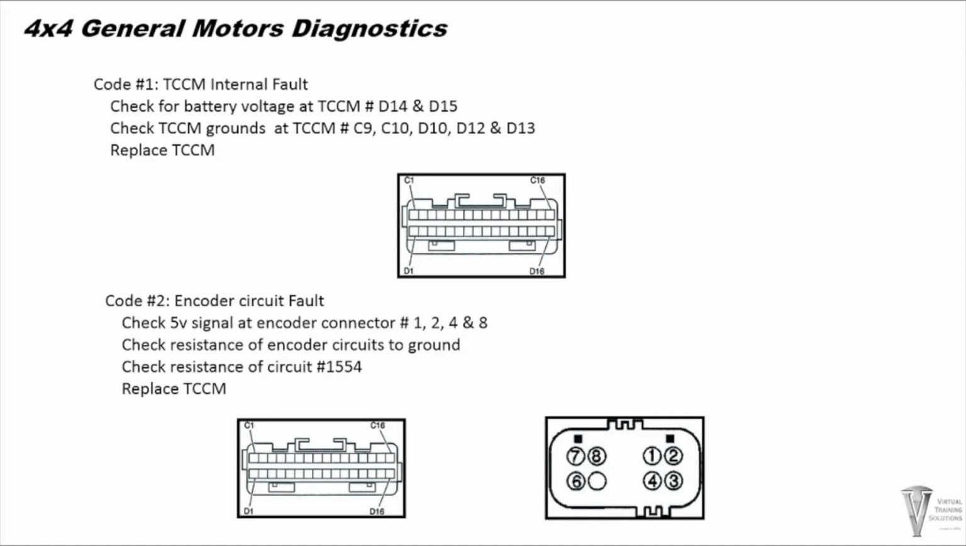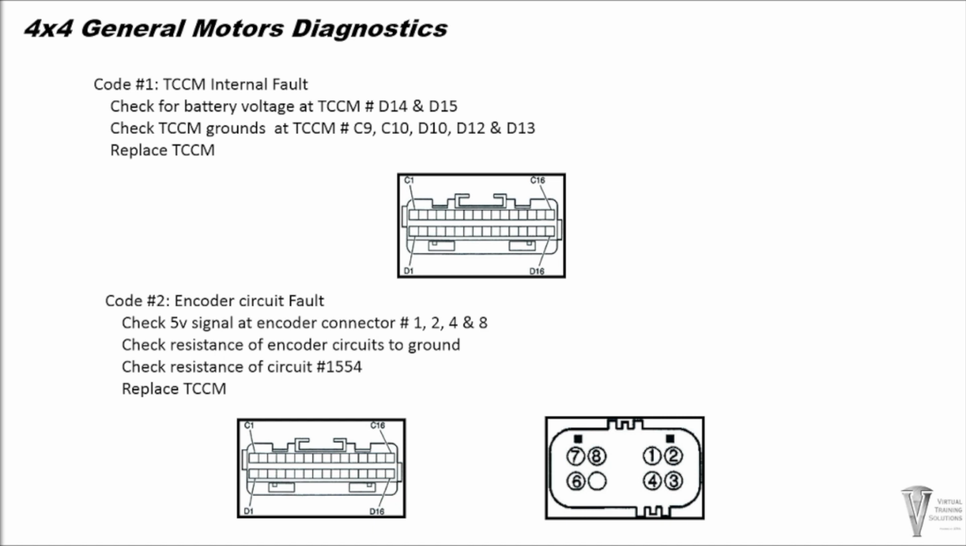To diagnose code number 1, TCM internal failure, turn the ignition switch on and check for battery voltage on circuit number 1640, which is an orange wire at the Transfer Case Control Module terminals number D14 and D15. If battery voltage is found at terminals D14 and D15, check your Transfer Case Control Module ground circuits at terminals number C9, C10, D10, D12, and D13. If the Transfer Case Control Module has good power and ground circuits, replace the Transfer Case Control Module and recheck the 4x4 system operation.